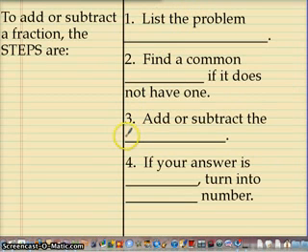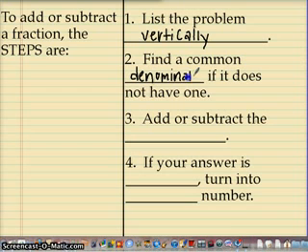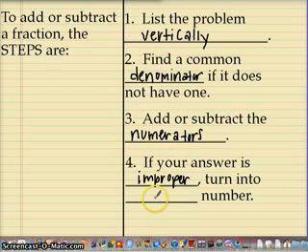In order to add or subtract a fraction, the steps are to first list the problem vertically. Then we'll find a common denominator if it doesn't already have one. Then we'll add or subtract the numerators depending on the operation. And if our answer is an improper fraction, meaning the top number is bigger than the bottom, we are going to turn it into a mixed number.